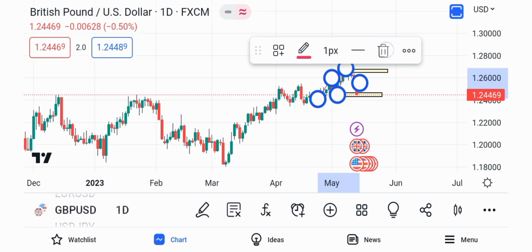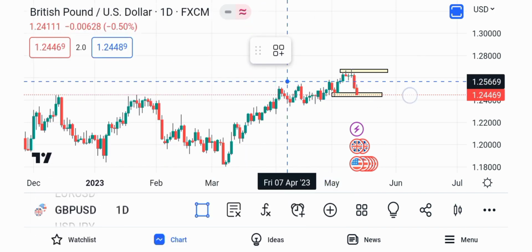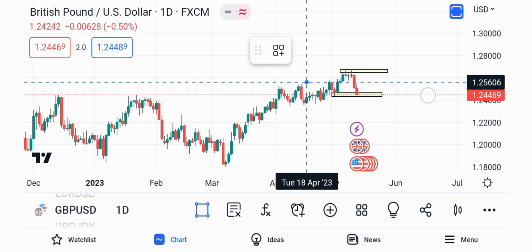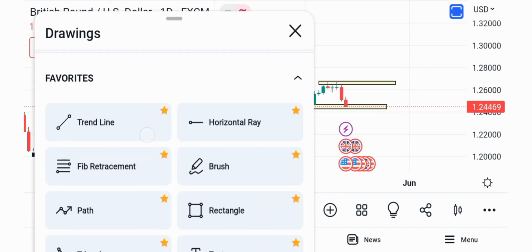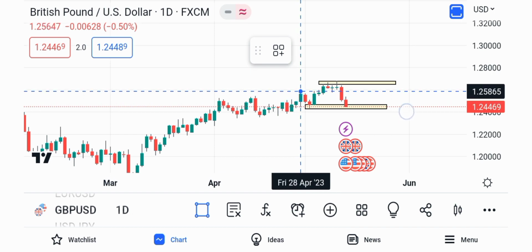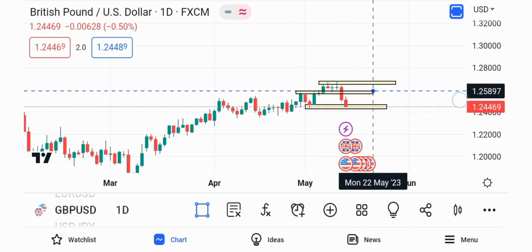Looking at this, we can spot a key level here also. If you study the price action closely, you could spot a key level. Let me zoom in very well. You could spot this key level at this very point.